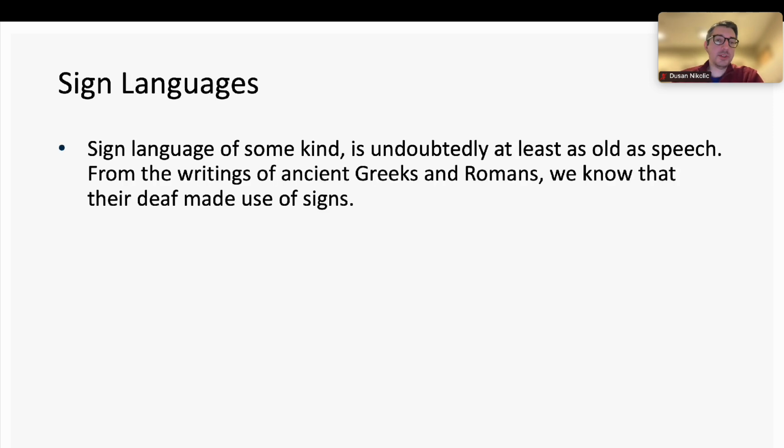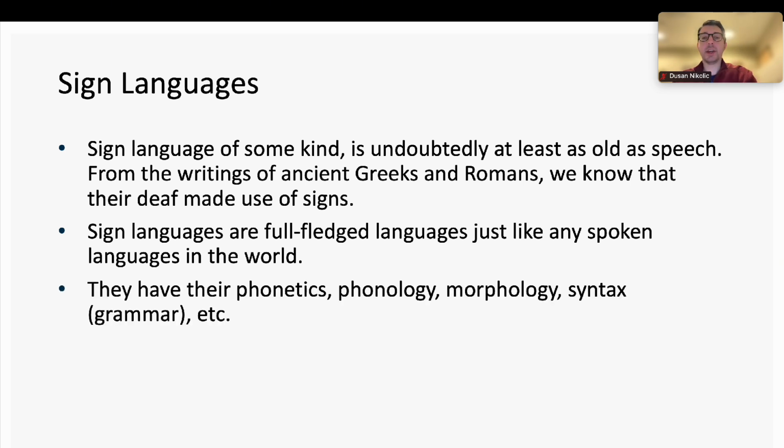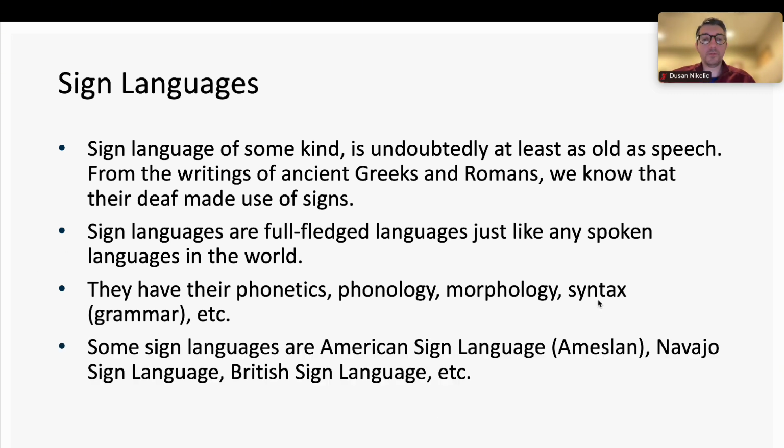Sign languages. Sign languages are at least as old as speech. From the writings of ancient Greeks and Romans, we know that the deaf made use of signs. Sign languages are full-fledged languages, just like any spoken language in the world. They have their phonetics, phonology, morphology, syntax, and grammar. Yeah, so morphology and syntax would mean grammar. Some sign languages are American Sign Language, Navajo Sign Language, British Sign Language, and so on and so forth.